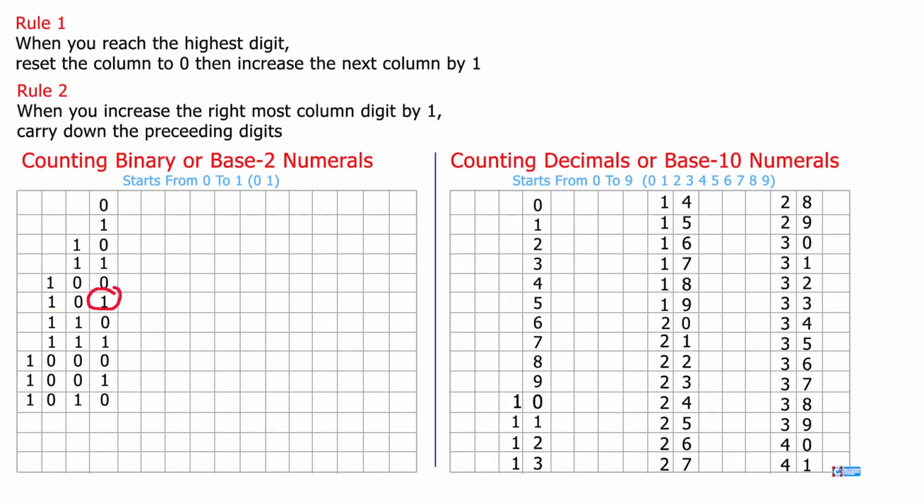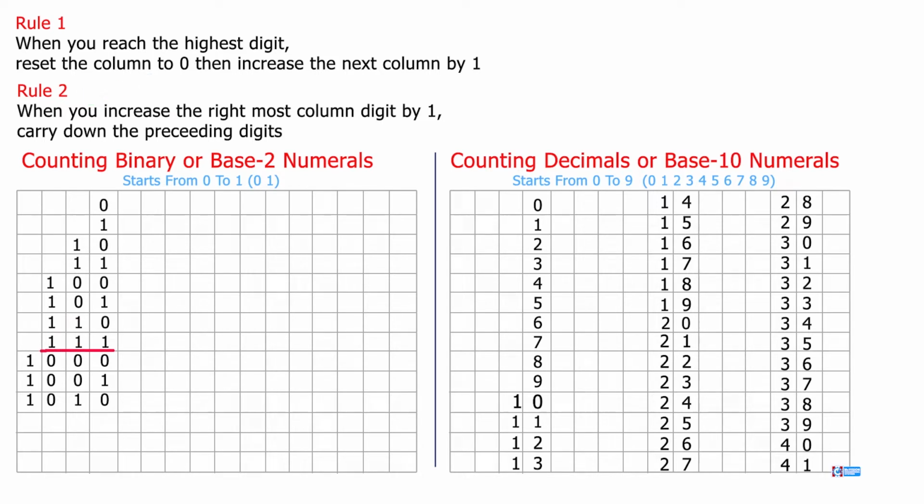From here, we have reached the highest digit, so we apply rule 1 to reset this column to 0. We then see if we can increase this by 1. Yes, we can, so we increase this by 1. As we increase this by 1, rule 2 applies, so we carry down this column. And that's how we got 110 here. We had 111 also here because we can increase this by 1, and as we do that, rule 2 applies, so we carry down these two columns.